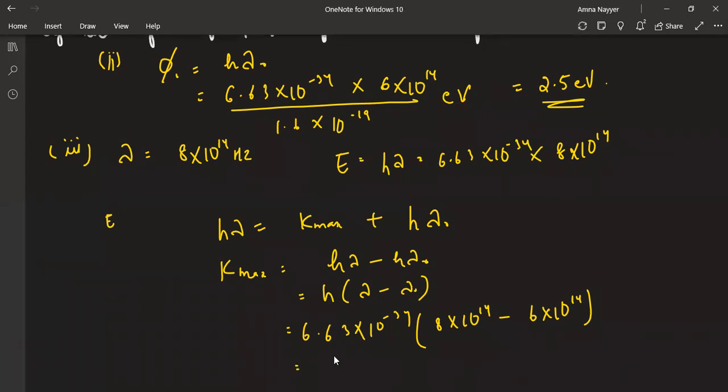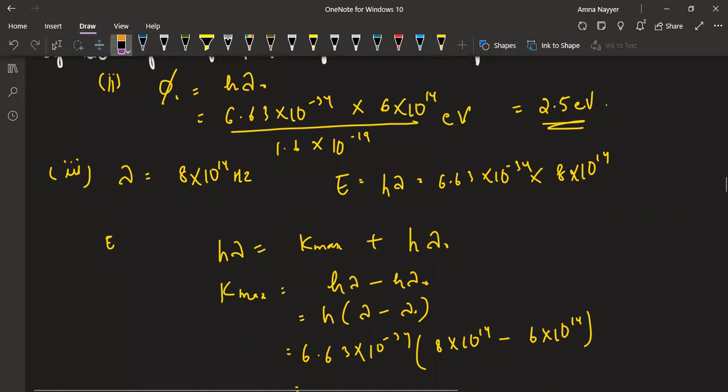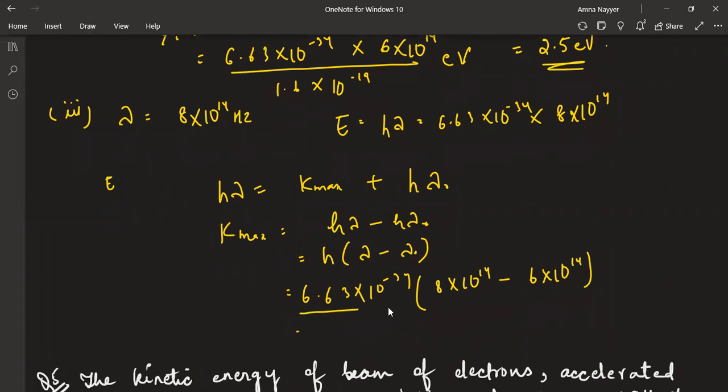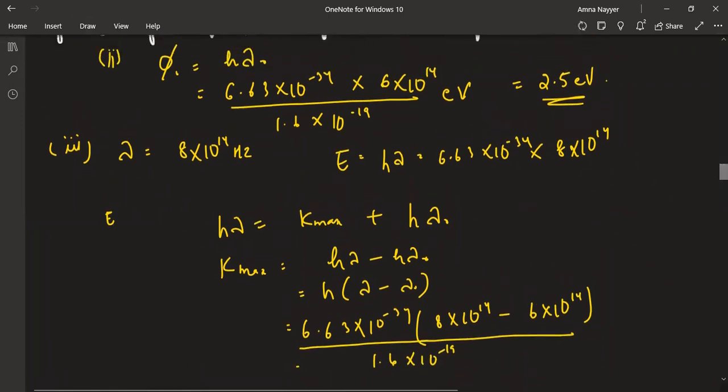So this will be, or let's do one thing, let's divide it here only. So get the answer in 1.6 into 10 to the power minus 19. So when you solve this, the value of kinetic energy will be 0.83 electron volts. You can leave the answer in terms of joule. It is not necessary to leave the answer in electron volts, but mostly in dual nature, it is preferred to write in this.